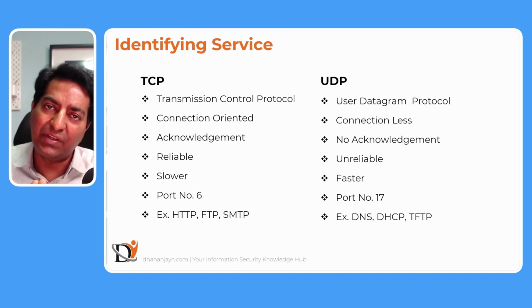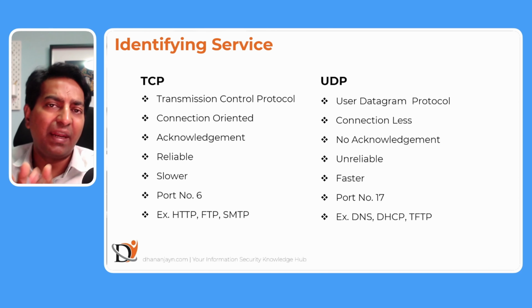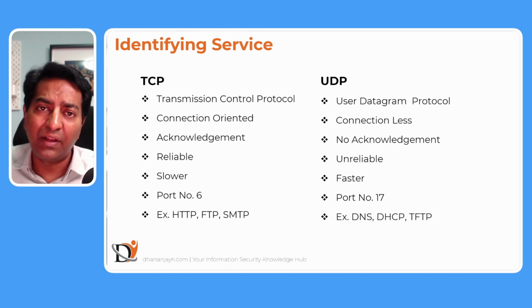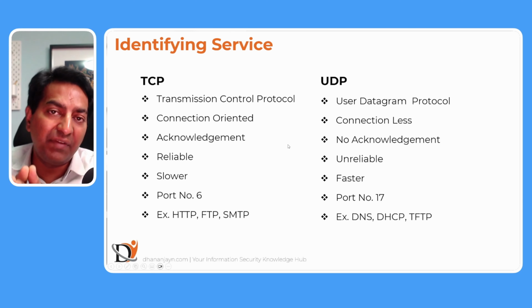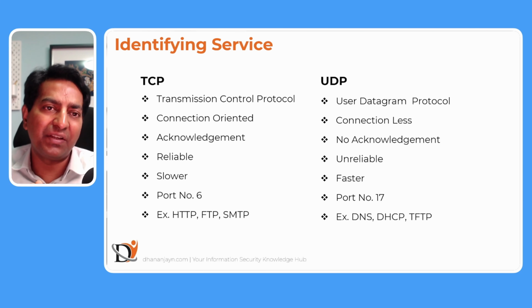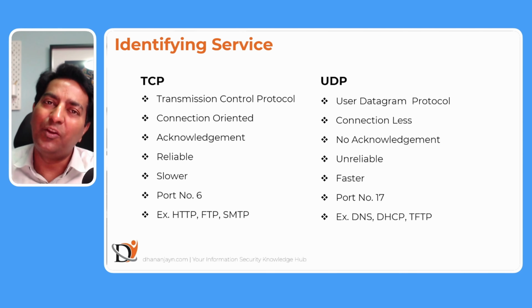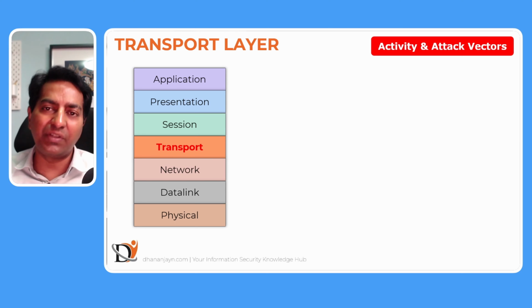If a client requests an IP address from a DHCP server, it doesn't need an acknowledgement. Once the request is received, the DHCP server responds regardless of whether the client has received the IP or not. The same thing goes with TFTP, and these are the basic differences when it comes to service identification, which is TCP and UDP. I hope you have got clarity on these two services.